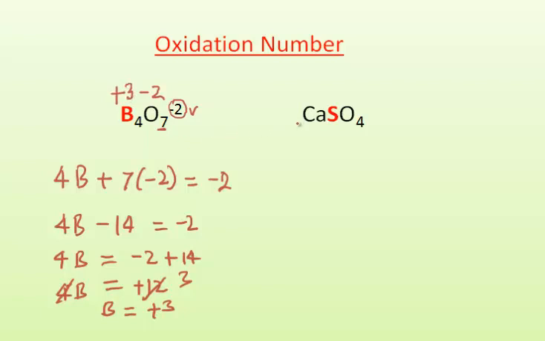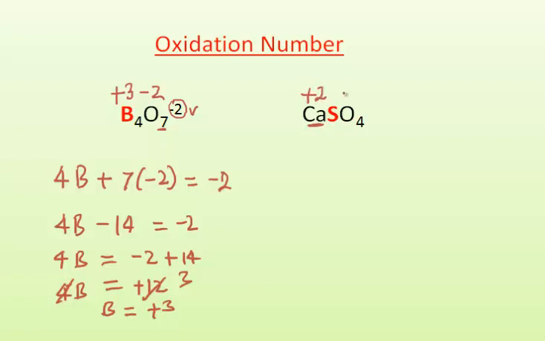The next compound is calcium sulfate. Calcium is a second A group element in the periodic table, and second A group elements present in a compound always show +2 oxidation numbers.